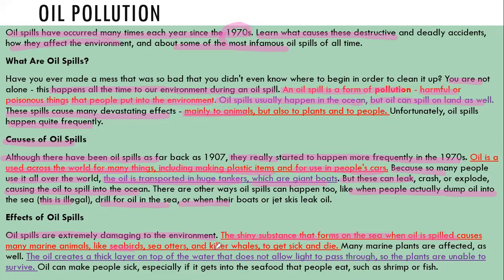Sea otters and killer whales get sick and they can die if they get this into their bodies. Many marine plants under the water, around the water as well. The oil creates a thick layer on the top of the water that does not allow light to pass through, and the life under the ocean will finish. So the plants are unable to survive because they need sunlight, they need oxygen. And the oil can make people sick, especially if it gets into the seafood.